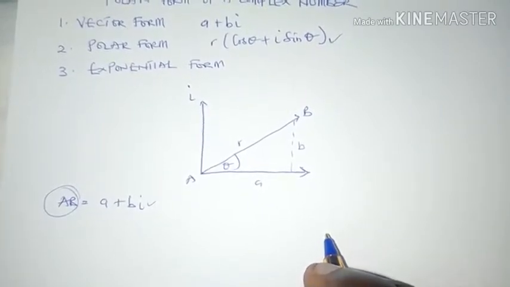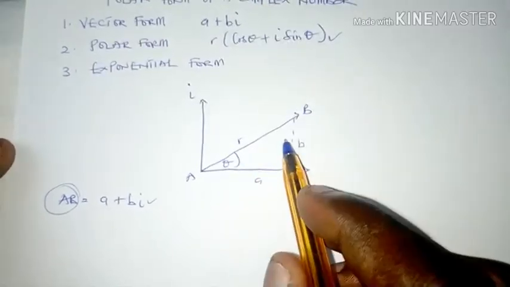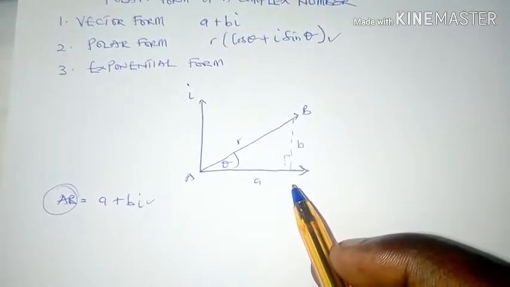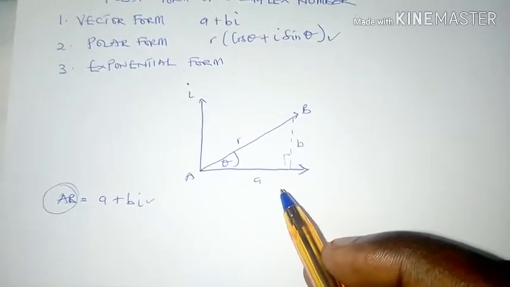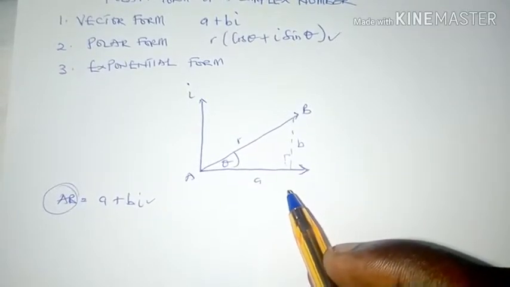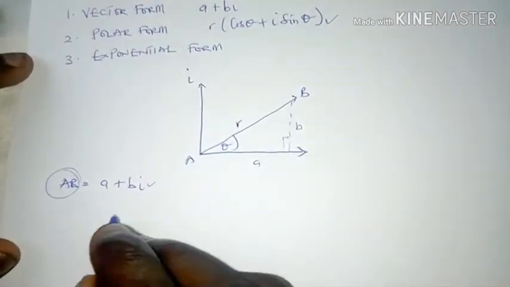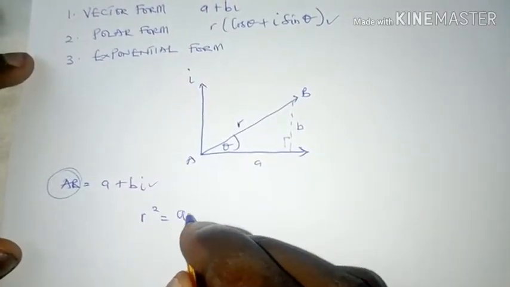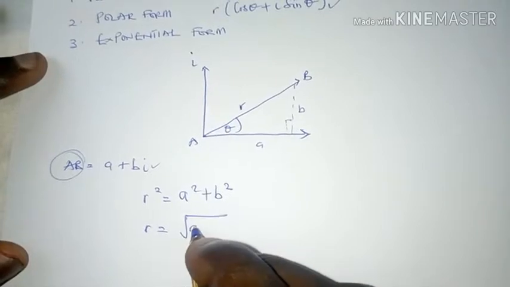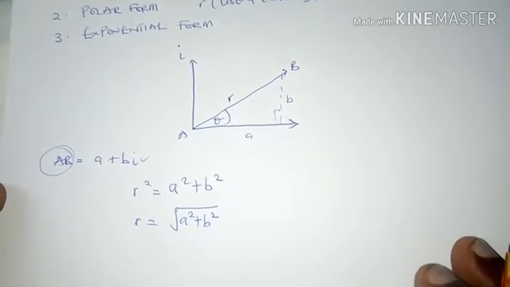Now what we apply here is the Pythagoras Theorem. We can actually see that this is in the form of a right angle triangle, so we apply the Pythagoras Theorem to find the radius or the r. So now r squared becomes a squared plus b squared. And the way we get r is the square root of a squared plus b squared.